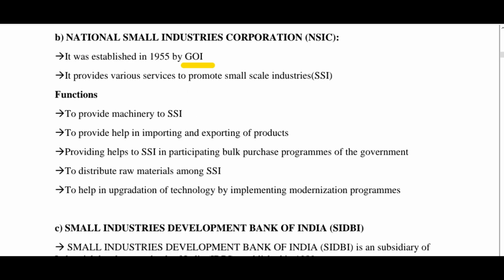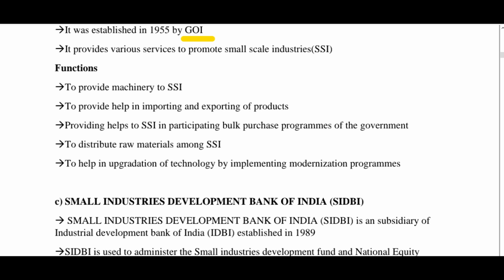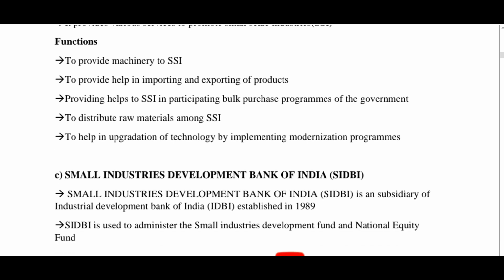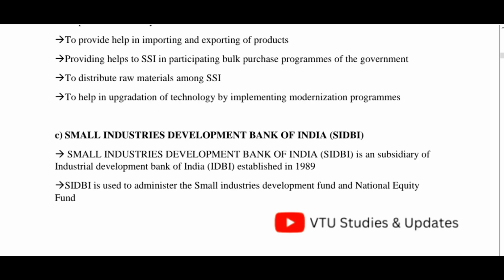To distribute raw materials among SSIs, small scale industries. So if a small company wants to create a car, it provides raw materials like engine or steering or wheels, etc. at a lower price. To help upgradation in technology by implementing modernization programs. It helps in upgradation of technologies.